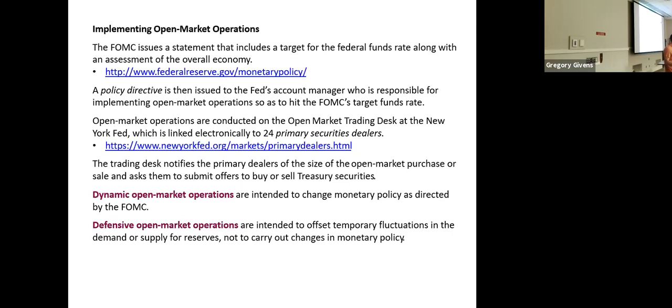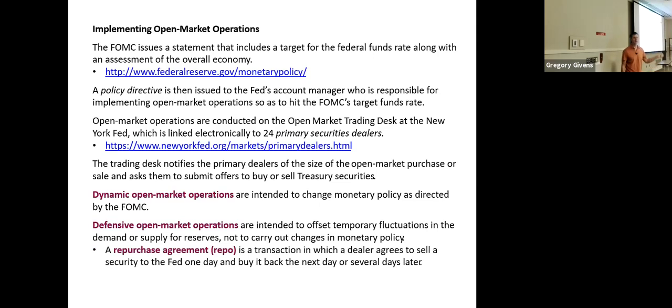Most often, the type of operations that the New York Fed engages in are what are called defensive operations. And that's because on any given day, there are going to be small shocks to the demand and the supply of bank reserves that cause the funds rate to move around. And so what the Fed has to do is offset those supply or demand disruptions through open market operations to try to defend the funds rate target, okay?